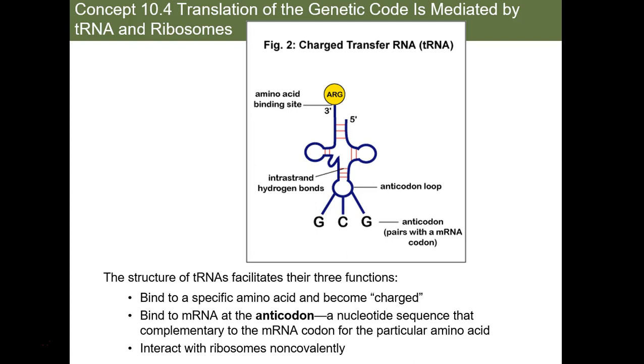The structure of tRNA helps with its three functions. It binds to a specific amino acid and becomes charged. tRNA will bind to the mRNA via the tRNA's region called the anticodon. The anticodon is a nucleotide sequence that is complementary to the mRNA codon for the particular amino acid. Also, tRNAs interact with ribosomes non-covalently, which is important in their reuse for future reactions.